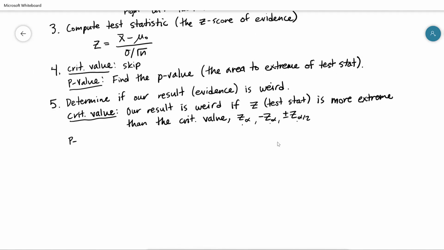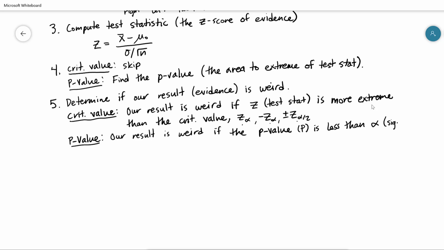And in the p-value method, I'll know if my region's weird. We've already taken into account this idea of extremeness. Our result is weird if the p-value, and I think in the book they use a capital P, possibly, I don't really remember, is less than alpha, which is our significance level. So if p is less than alpha, then it's weird.